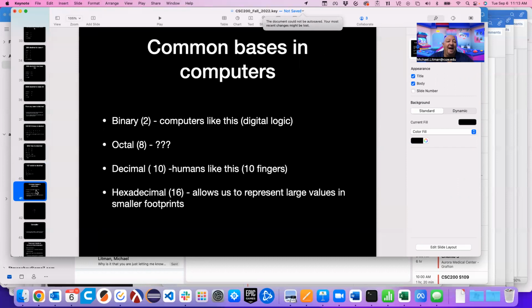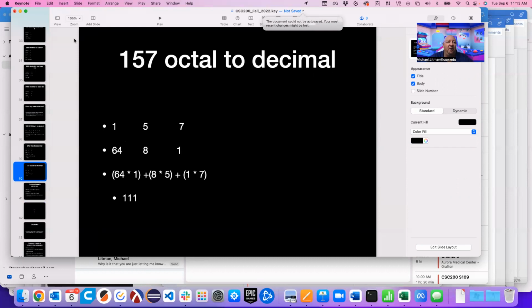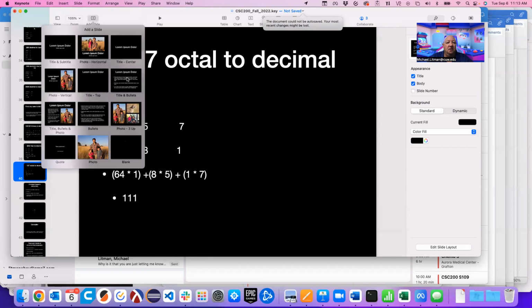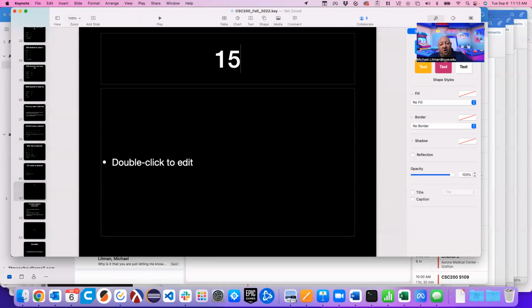All right. So now that we got the hard stuff out of the way, let's go with the easy stuff. So what if I want you to do 157 octal to hex? What would you have to do? I don't want to waste a lot of time doing it right now.